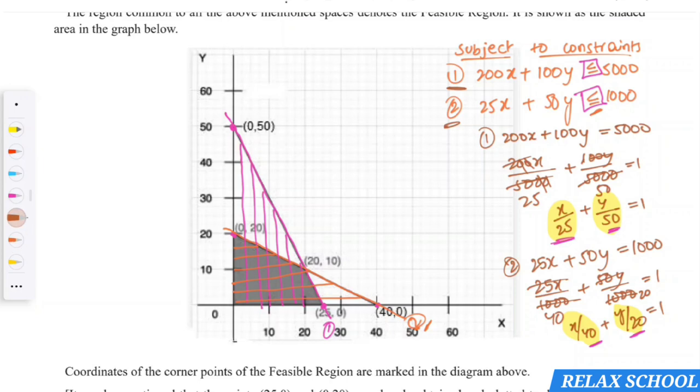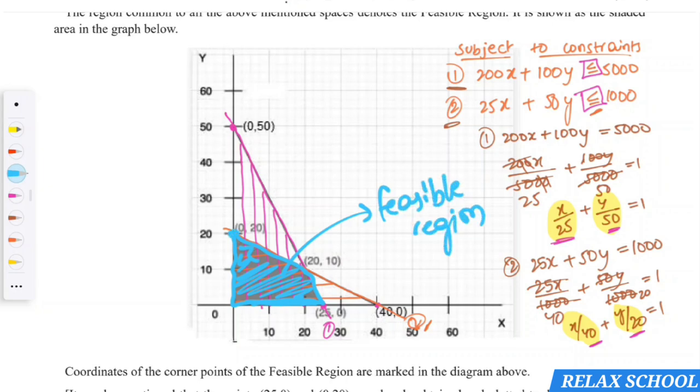So the next step was to find the feasible region. The feasible region here was the area which is common to both of the inequalities and which is satisfying both the constraints simultaneously. So all of this area right here is the feasible region. And all of these coordinates will help us solve the problem. So let us actually solve the problem using the corner point method.